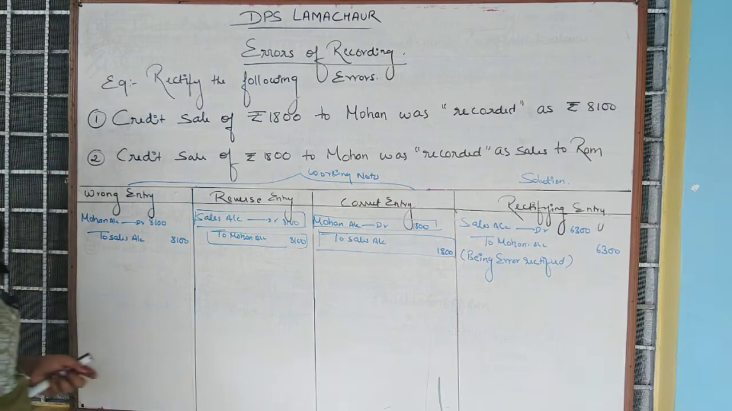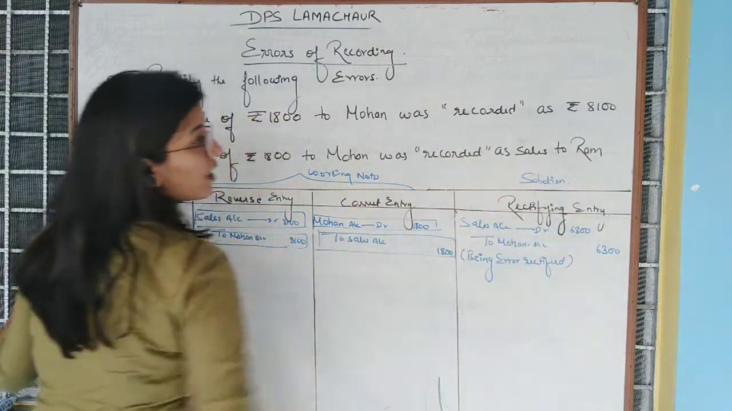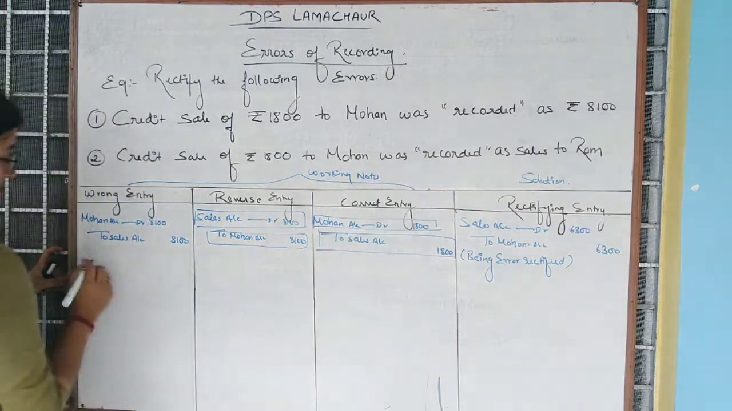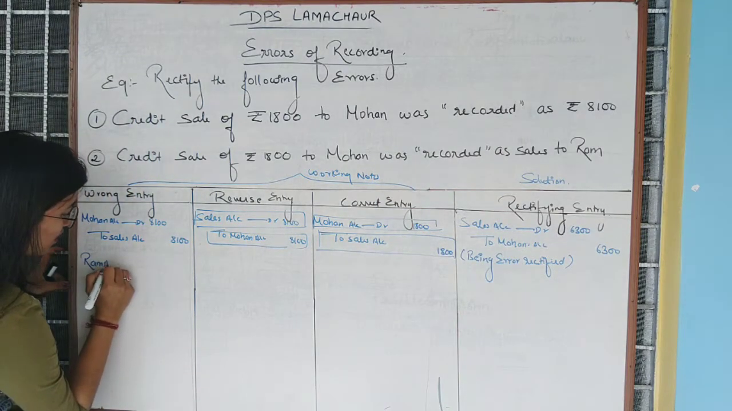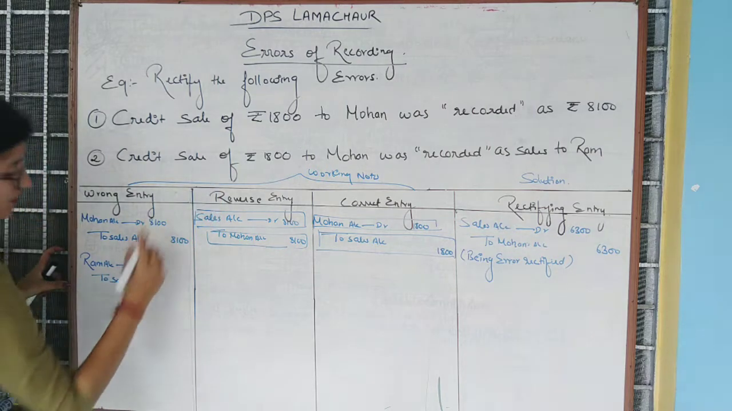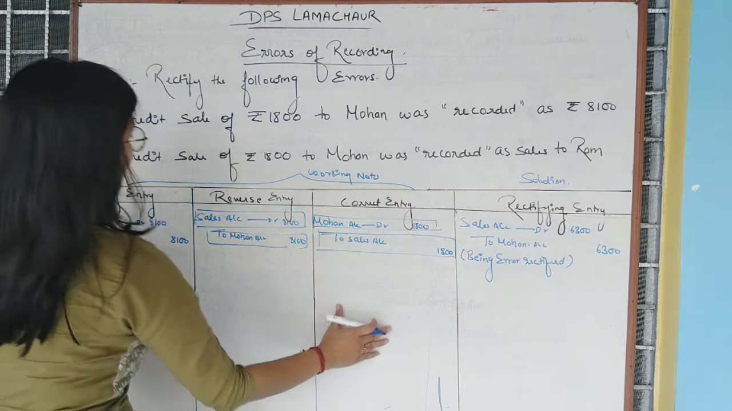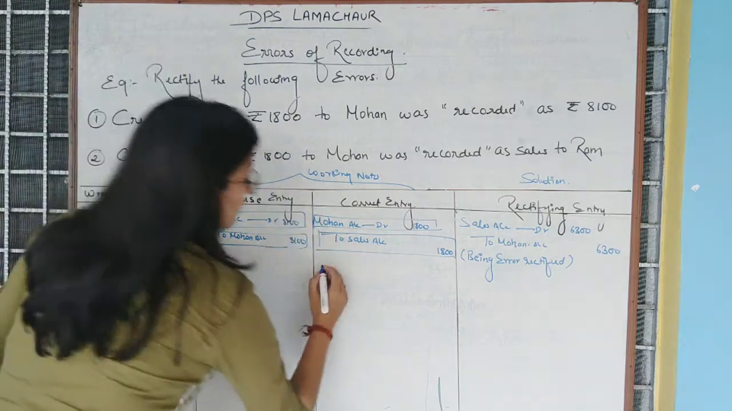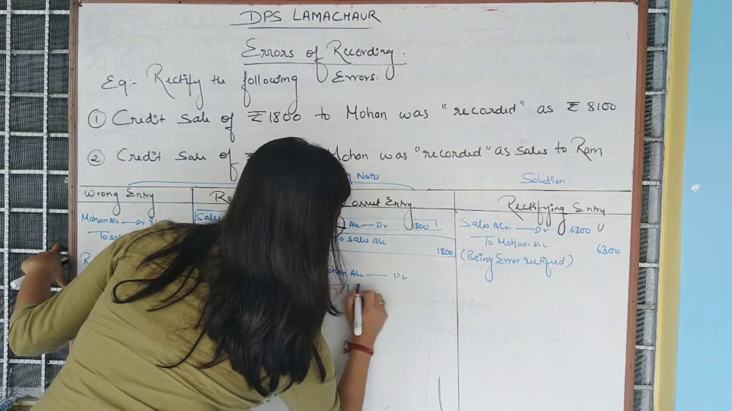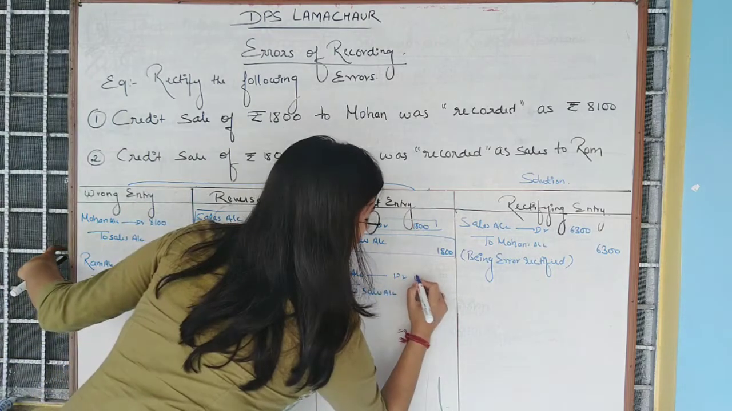Now, second transaction is credit sale of 1800 to Mohan was recorded as sales to Ram. So here in wrong entry, we will write credit sales to Ram. Ram account debit to sales account. Amount is 1800. This is the wrong entry. Correct entry will be credit sales to Mohan. So entry will be Mohan account debit to sales account, and the amount is 1800.